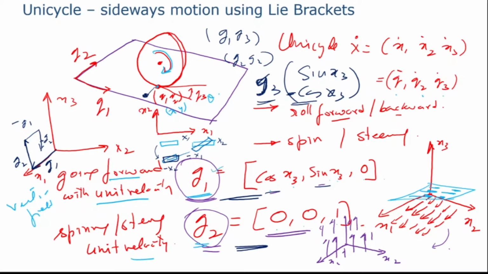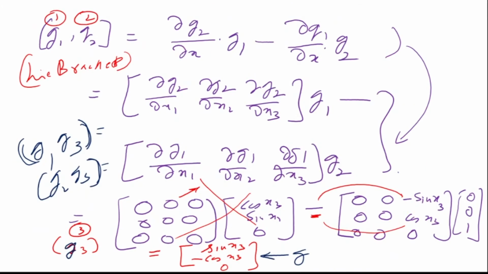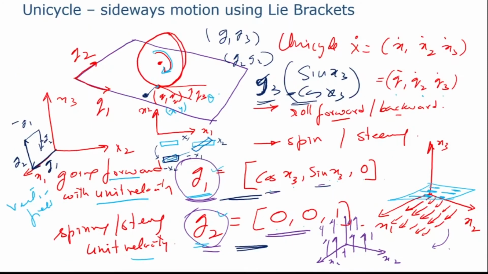So we have 2 vector fields, g1 and g2. If I take the Lie bracket of these 2 vector fields, what we get is a third vector field, g3, which is sin x3, minus cos x3, and 0. Now if you look at it, it is sin x3, minus cos x3. So if you're looking at this in the top view, this is my x1, x2, x3. So minus cos x3 would mean that it is in the y direction, right? If you can imagine this to be x, that to be y, or this is x1, that is x2, then it is in this direction.